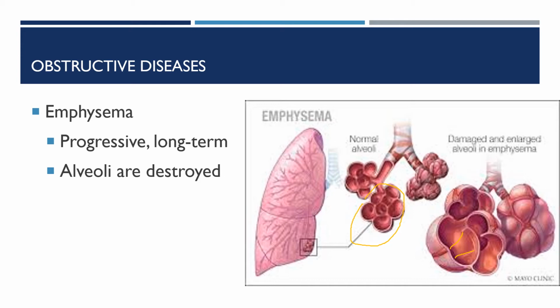So emphysema is caused because of damage that happens to the alveolar sacs. What are some of the things that can damage the alveoli?